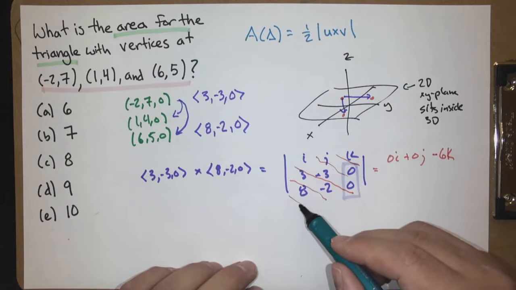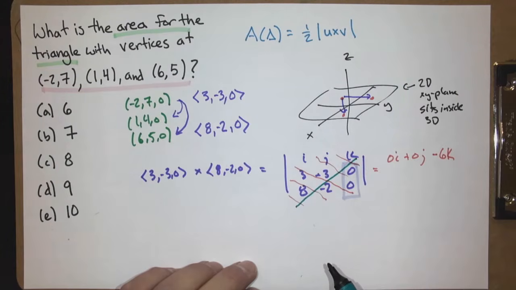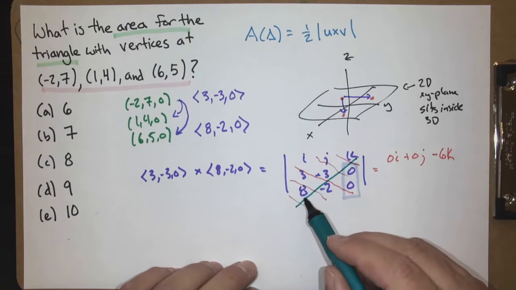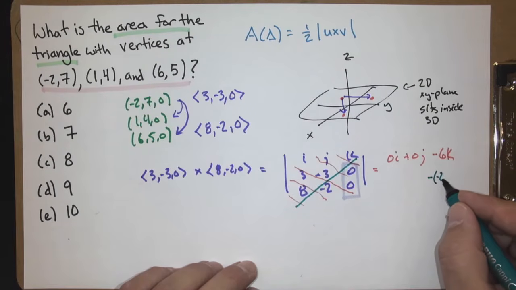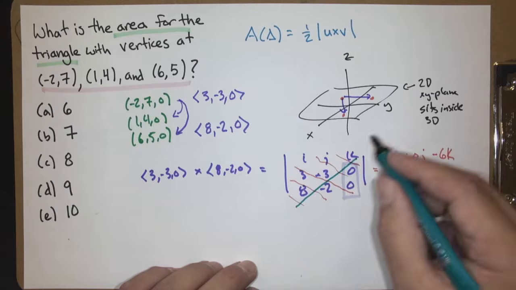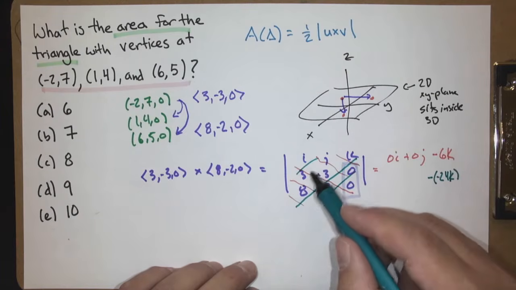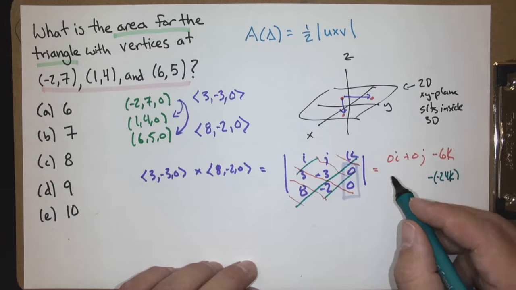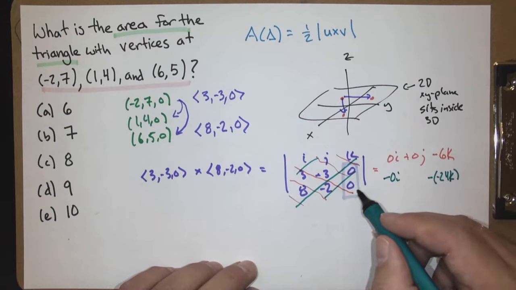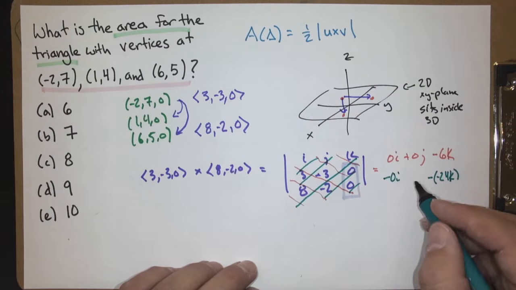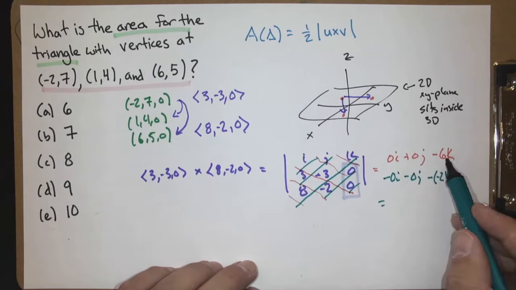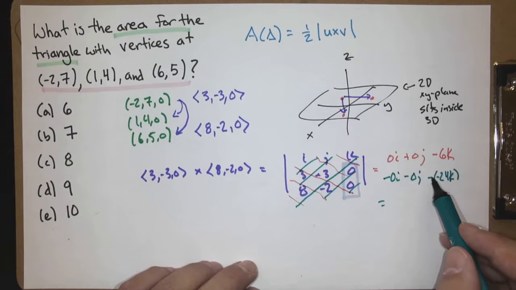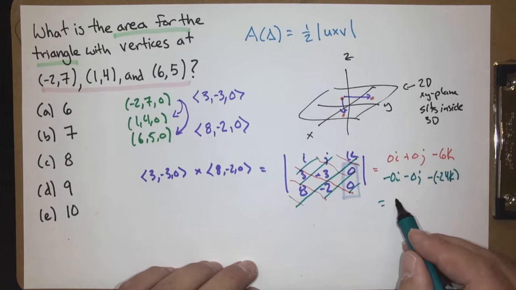Now the other way. 8 times minus 3 times k? So we're going to be negative 24, and then we subtract it, because it's the other direction. Negative 2 times 0 times i? 0i. And we subtract that. 0 times 3 times j? 0. And we subtract it. So negative 6 minus minus 24, 2 minuses make a positive. So this becomes 18k.